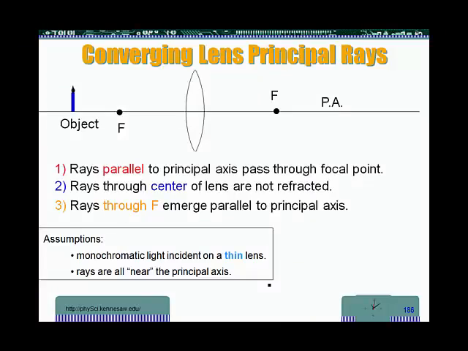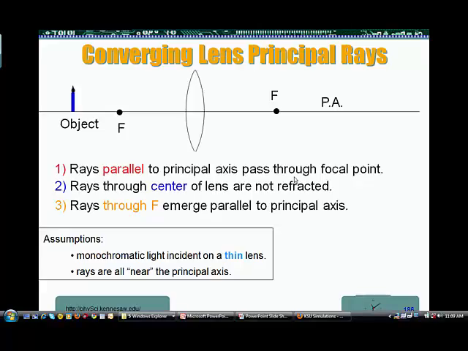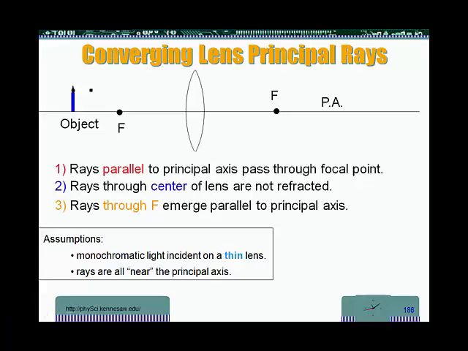Now, going back to the principal rays that we use to figure out the image that is formed by a lens, I'm going to do it by hand here. Rays that are parallel to the principal axis pass through the focal length at the other side of the lens. So a ray that's parallel to the principal axis is going to go through the focal length, in the other side of the lens.